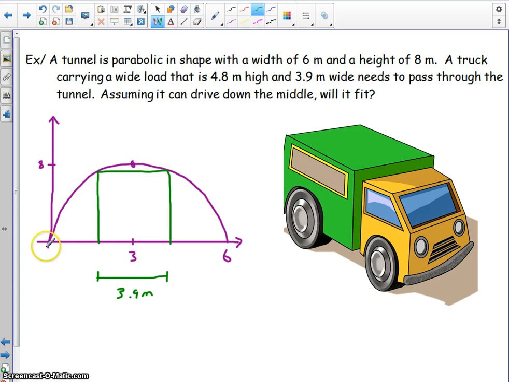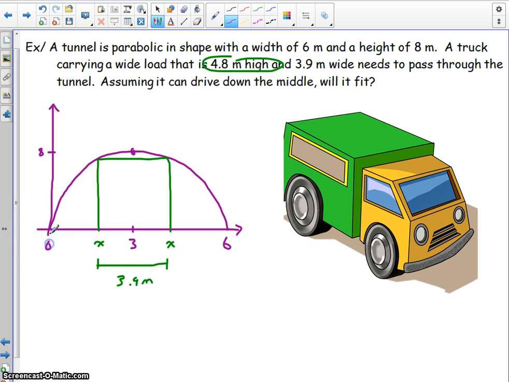So if in theory I could create an equation for this arch, and I can, we'll do that later, what I can actually try and do then is check at these particular x values right here, this one or this one, at either one, see if the tunnel is high enough to cover the 4.8 meter height. Okay, so we've got a lot of ways to go to get there, but that's really what we're trying to do. So first things first, let's actually try and find the equation for the tunnel.